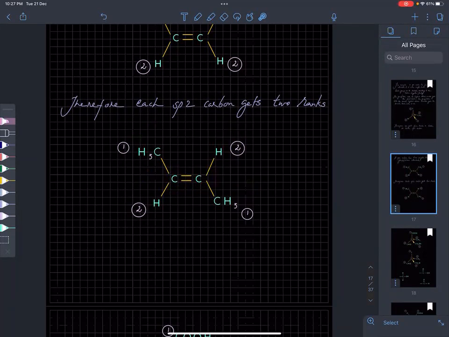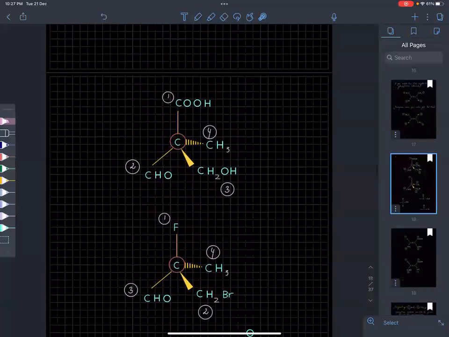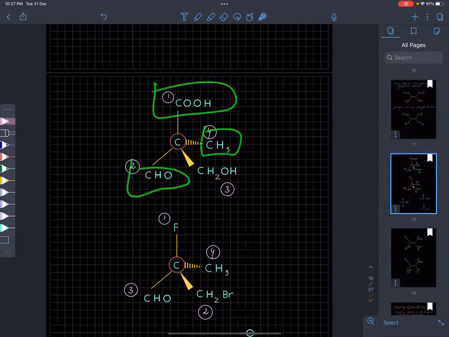Okay. Now, what about this? These groups: one is a CH3 group, one is a COOH group, one is a CHO group, and one is a CH2OH group. Now, the problem is all are carbons only. Carbon, carbon, carbon, carbon. So, clash, right? Now, I must go to the next atom.